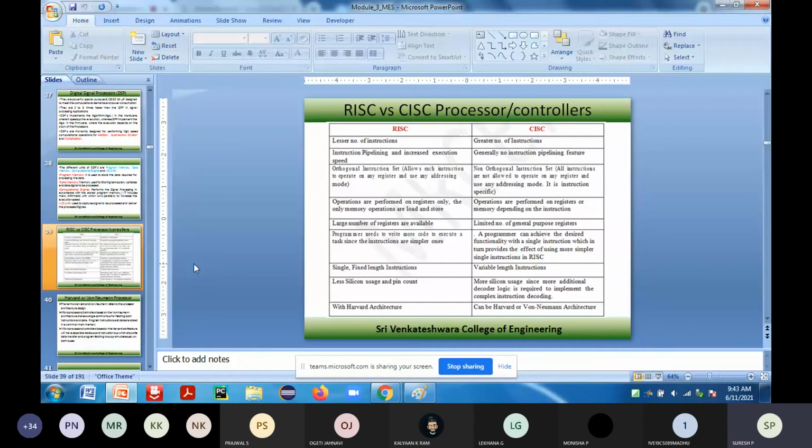How do we achieve instruction parallelism? In RISC architecture it is achieved through pipelining, whereas in the CISC architecture there is no instruction pipelining feature. Here you have the orthogonal instruction set. What do we mean by orthogonal instruction set? It means it allows each instruction to operate on any register and use any addressing mode.